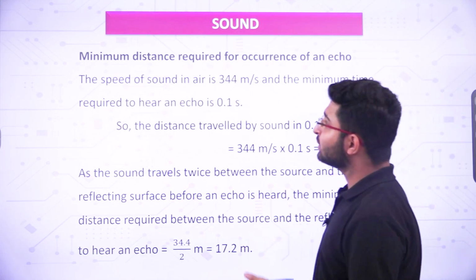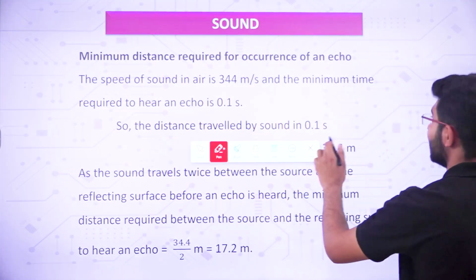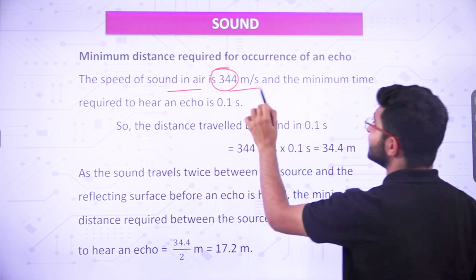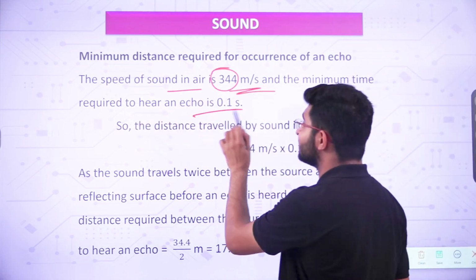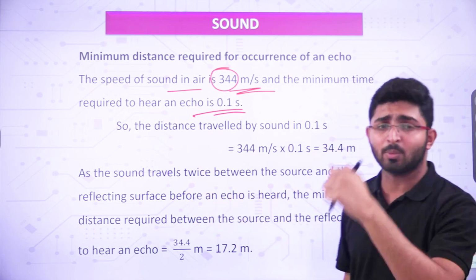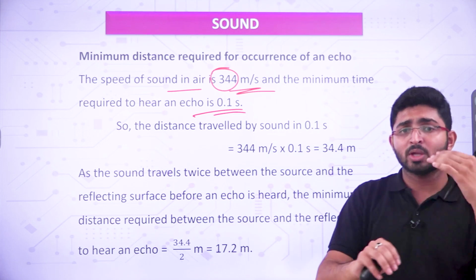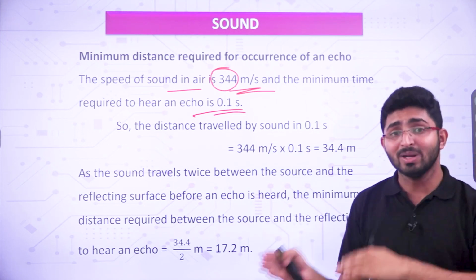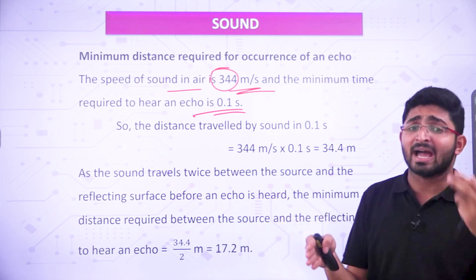Now moving ahead, you can see the minimum distance. What is the minimum distance that is required for the occurrence of an echo? We know that the speed of sound in air is 344 meter per second and the minimum time required to hear an echo is 0.1 second. I have discussed before that it is 1/10, which is 0.1 second. In 0.1 second I am going to hear the echo, but if the distance becomes lesser, what will happen? I can't hear the echo. So what is the minimum distance at which I can hear the echo?